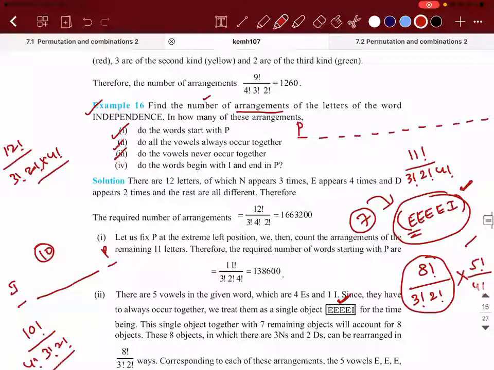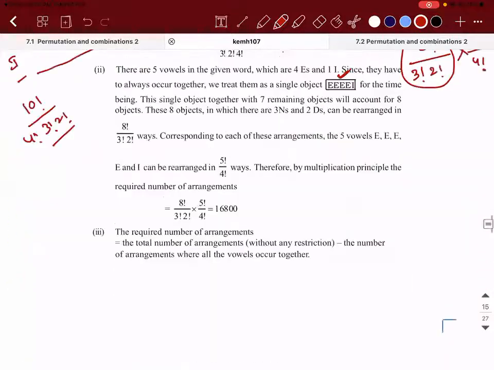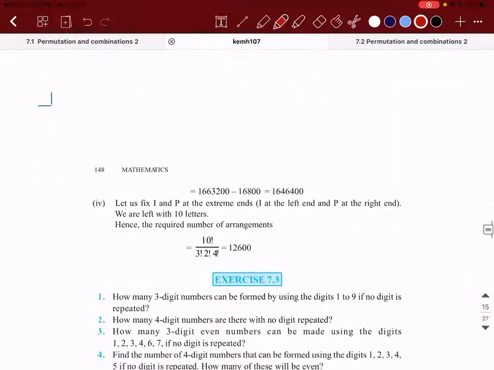So did I skip anything? Oh, I skipped the third one. I did the fourth one. I hope the fourth one is clear, right? The words begin with I and end with P: 10 factorial divided by 4 factorial into 3 factorial into 2 factorial. Third one, the vowels never occur together. So that is the total number of words possible minus the number of words where the vowels occur together, which will give you the answer. Clear, guys?